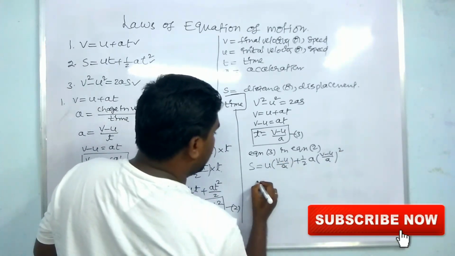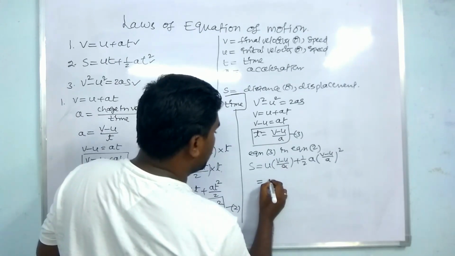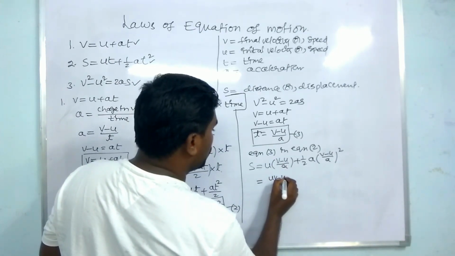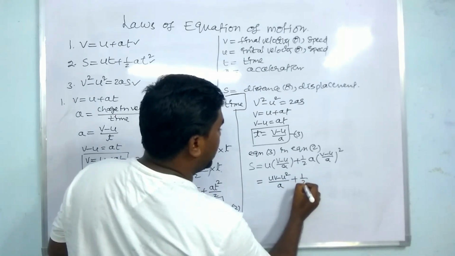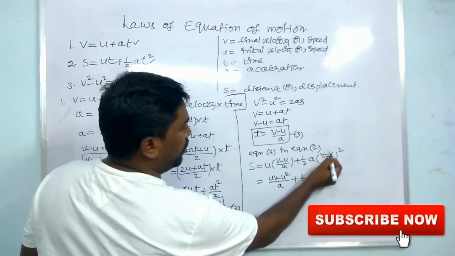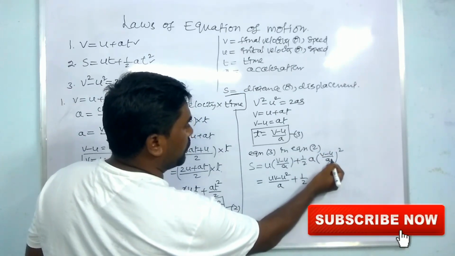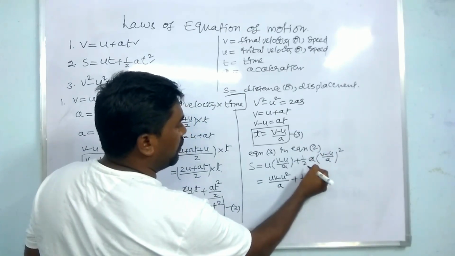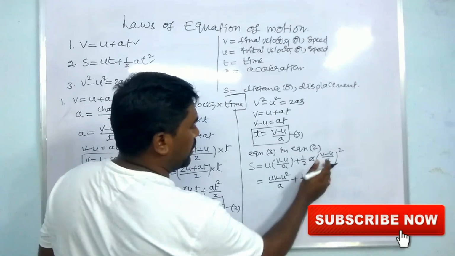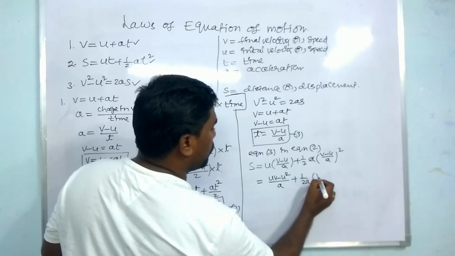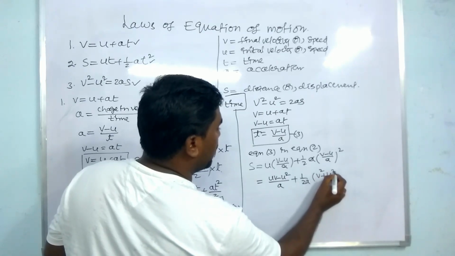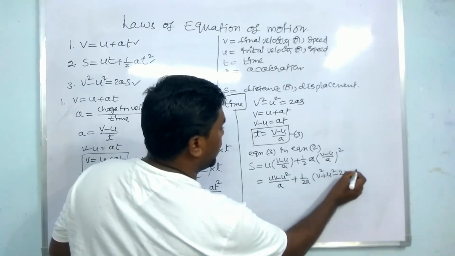From this you can write u multiplied by v minus u, that is uv minus u square by a, plus 1 by 2 into v minus u whole square by a square. The square of a will be cancelled out, there is remaining a only, that is 1 by 2a. V minus u whole square is equal to v square plus u square minus 2uv.